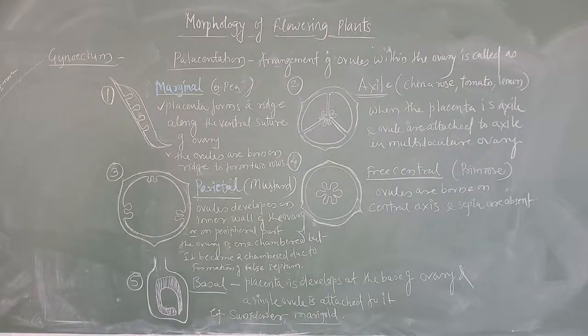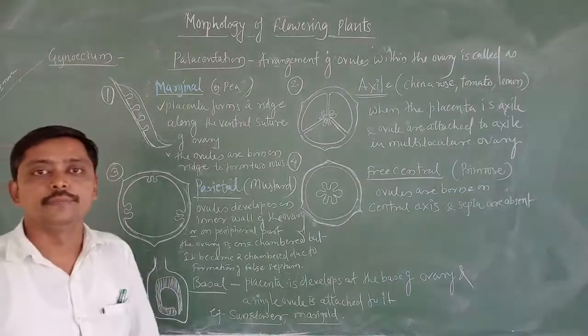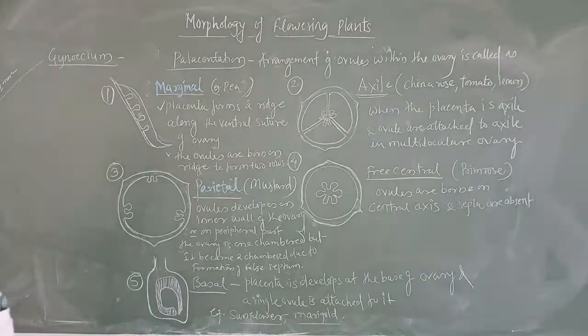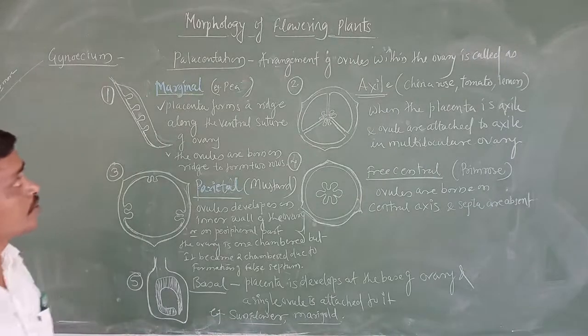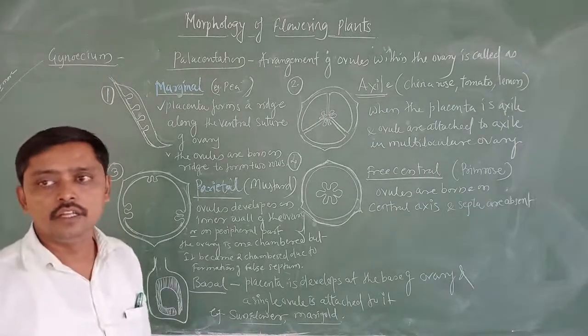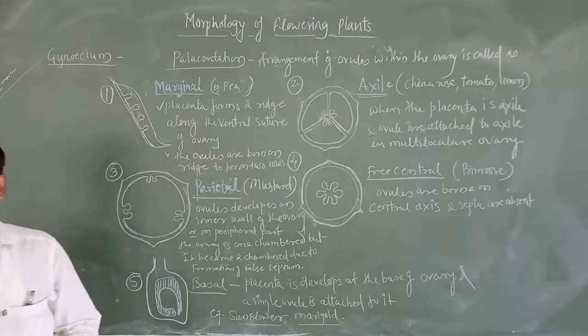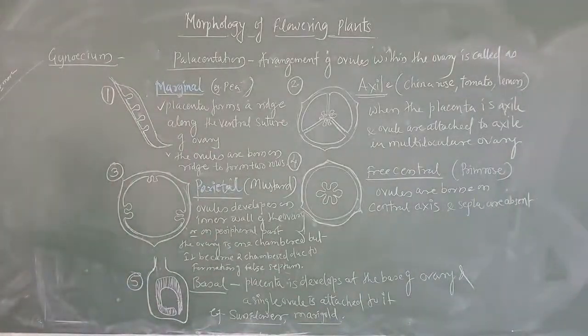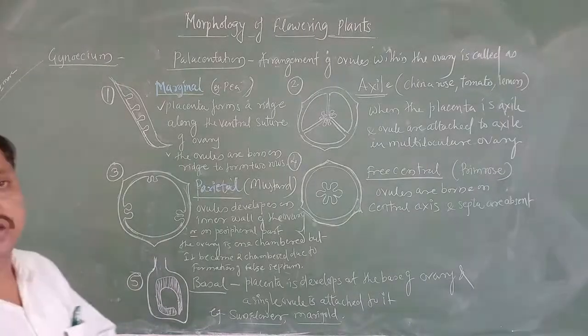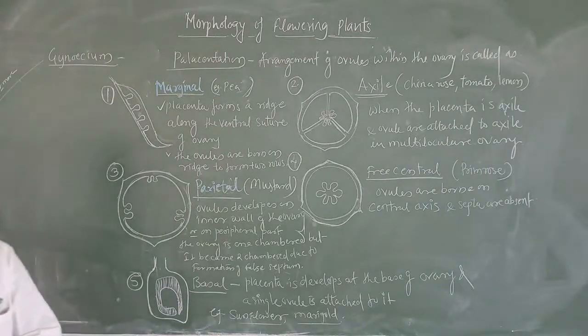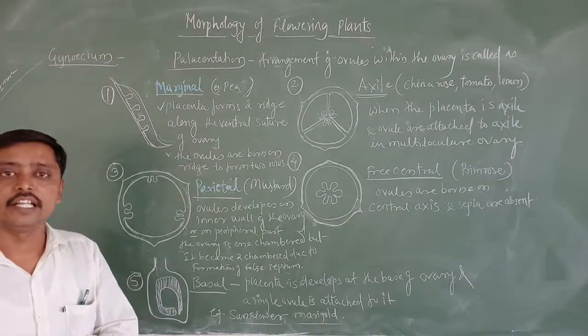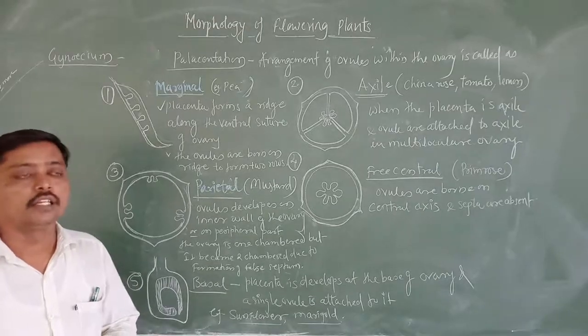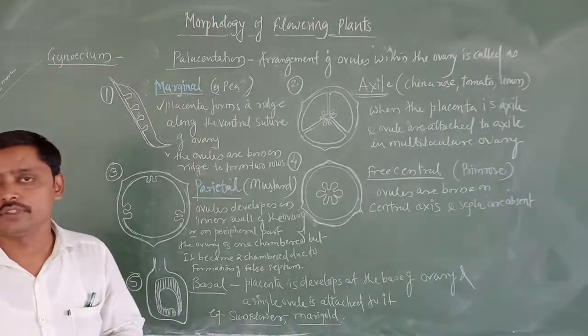Okay, good afternoon students. In the previous video we studied, under the chapter Morphology of Flowering Plants, the main reproductive organ, or the male reproductive structure, the male reproductive part of a flower, named the androecium. And we studied regarding the androecium.